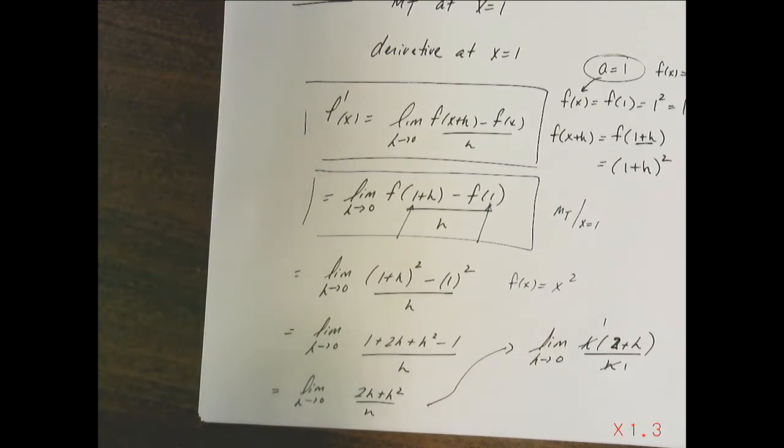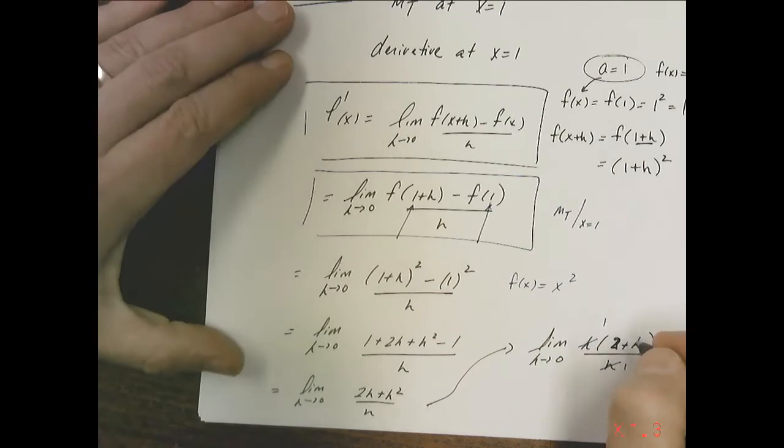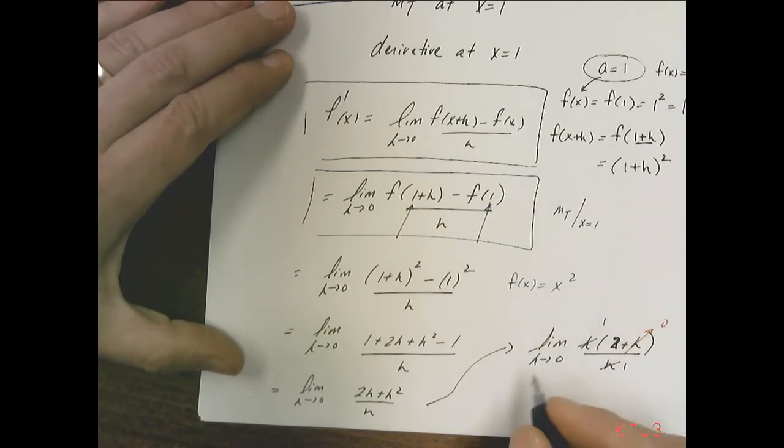Now take the limit. You have h approaching 0. This is approaching 0, and we get a final answer of 2.